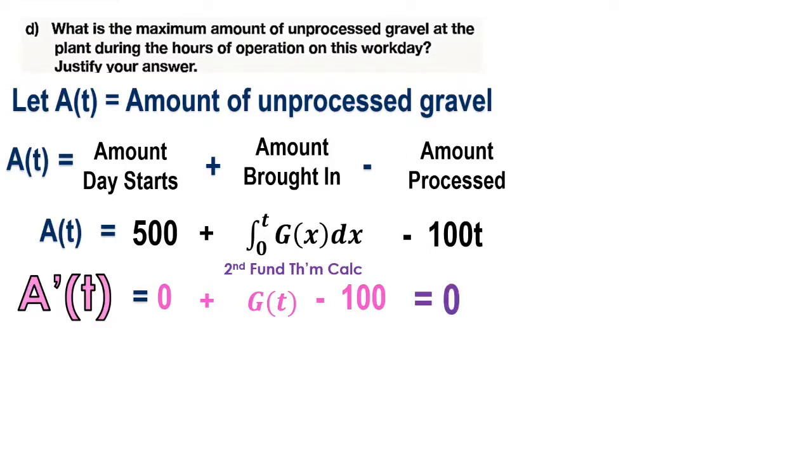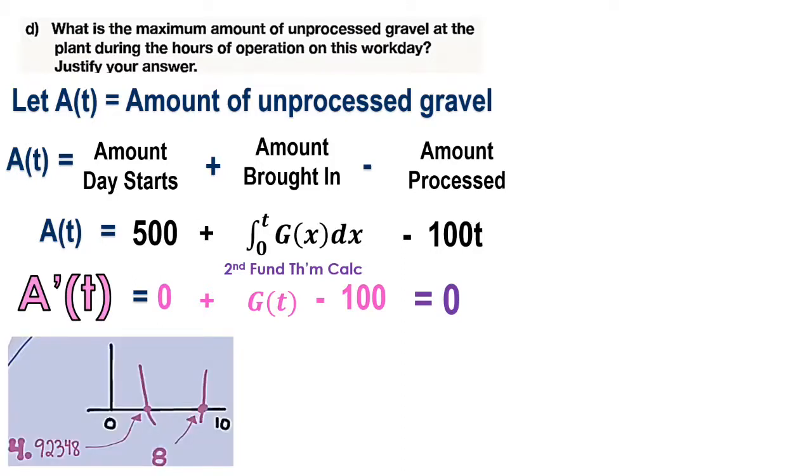Setting this equal to 0, we can grab our calculator and graph this function g of t minus 100. And make sure your calculator is in radian mode. If you graph the function g of t minus 100, I only care about what's going on between time 0 and time 8 hours. There happen to be two x-intercepts. There's an x-intercept at 4.92348 and another x-intercept at 10. Again, I really don't care about the x-intercept at 10 because it's outside of 0 to 8.